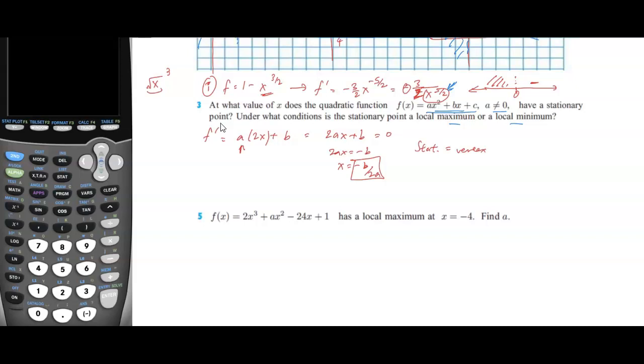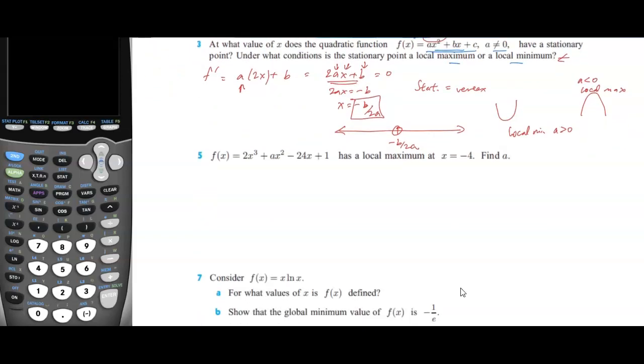Under what conditions is the stationary point a local maximum or a local minimum? Remember that a quadratic or a parabola is going to have a local minimum if it opens up. And it opens up if a is greater than 0, right? And if it opens down, a is less than 0, then it's a local maximum. Okay, so that is the answer to that question.